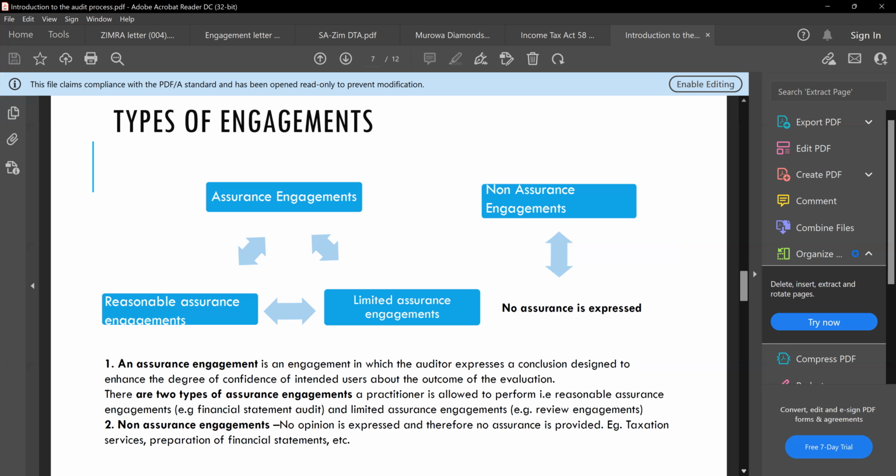For example, if you're going to render taxation services, you're not going to express an opinion on anything. You're simply going to prepare that VAT return, right? If you are preparing financial statements, you're not going to express some formal conclusion. You're just going to prepare your annual financial statements and that's it. So that would be a non-assurance engagement.